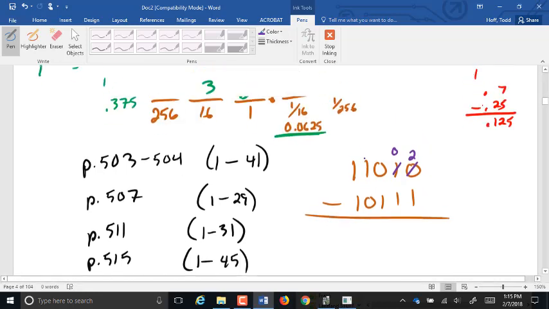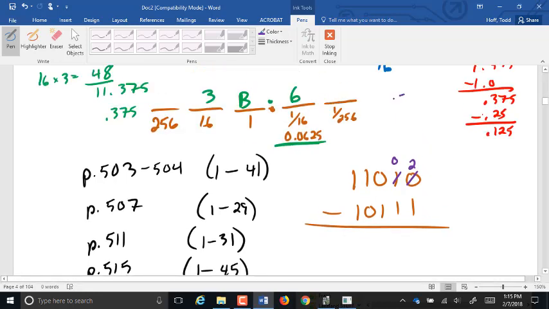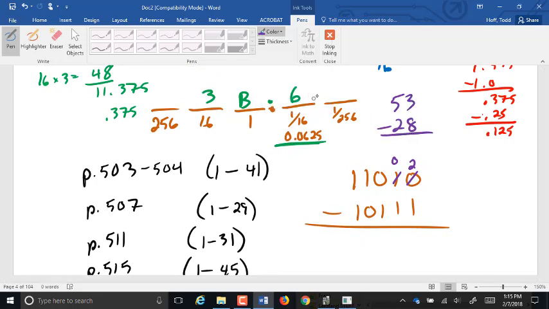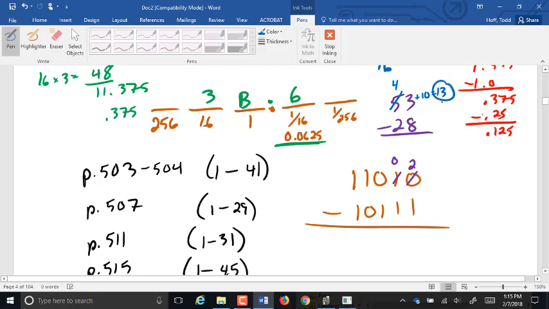Okay, think of it this way. If this were decimal numbers, like 53 minus 28, when I borrow from this, this becomes a 4. What I borrowed is a 10. So 3 plus 10 is 13. That's why it becomes a 13. Same thing here. 2 plus 0 is a 2.